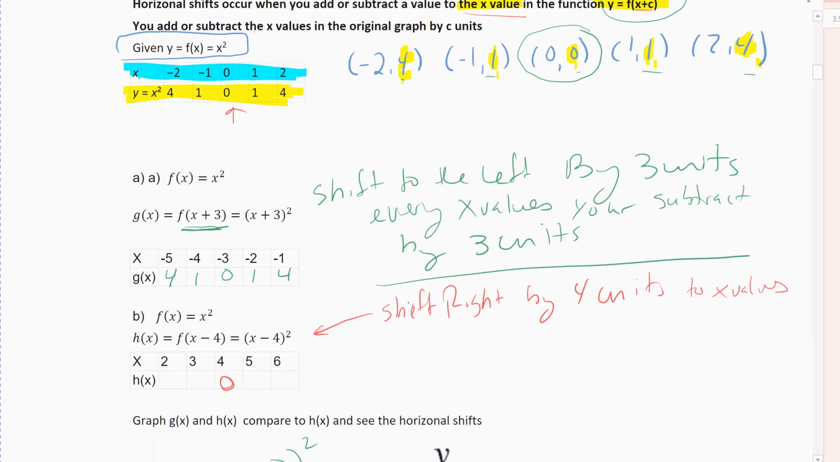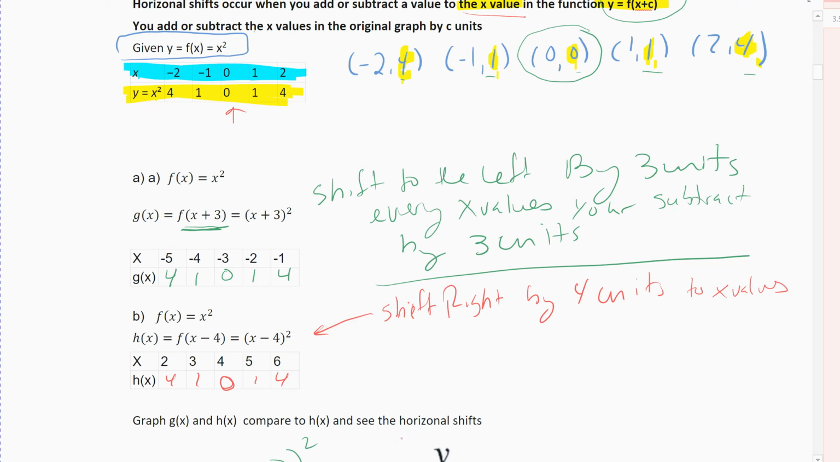Alright, so I'm shifting to the right by 4. And so that's what's going to happen. So I get all of those same numbers back. 4, 1, 0, 1, 4. And you can check and make sure. If I plug 2 in, right, I'm going to get 2 minus 4, which is negative 2. Negative 2 squared is 4. When I plug 3 in, I'm going to get 3 minus 4, which is negative 1. Negative 1 squared is 1. So 4 gives me out my 0. 5 gives me out 1. 6 gives me out 4. And so it does match.